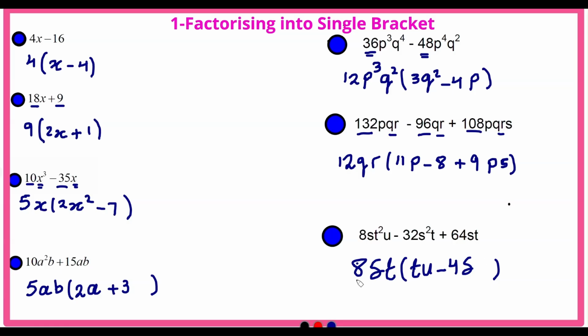Then 64 divided by 8 is 8. st cancelled with st. So that's factorizing into single bracket. Okay.